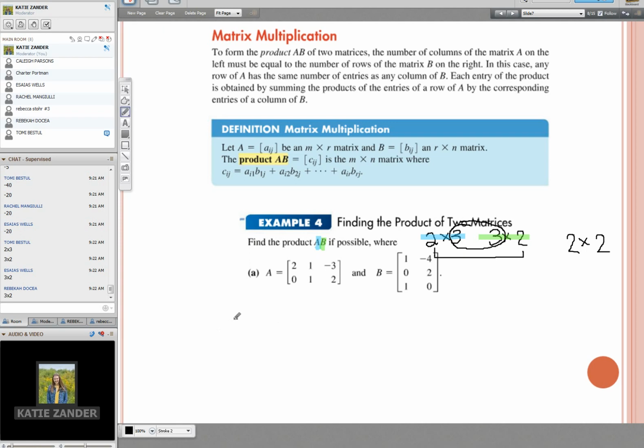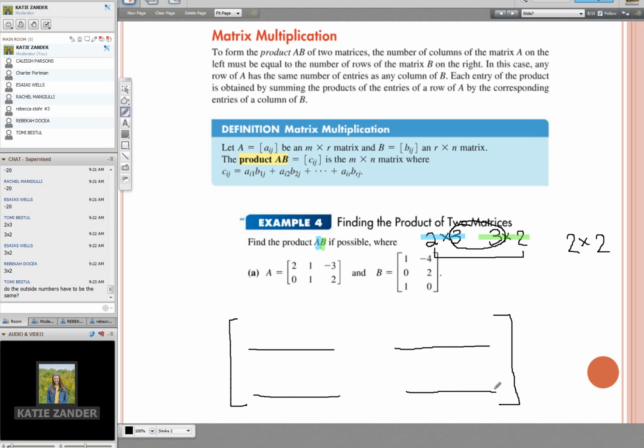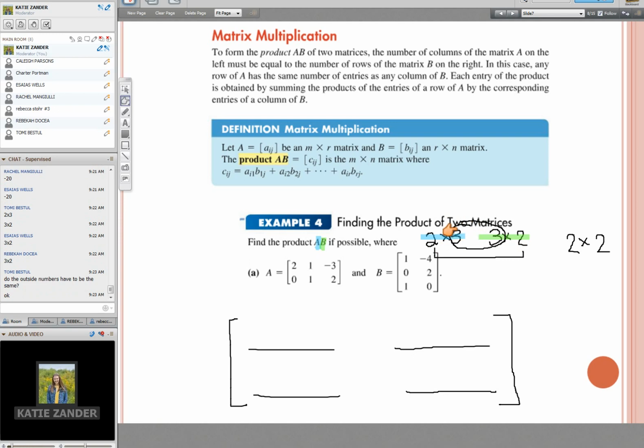All right, so knowing that it's a 2 by 2, I'm going to create a really large matrix here that just has 4 elements in it, right? It's a 2 by 2 matrix, 2 rows, 2 columns. The two outside numbers do not have to be the same. No, just the 2 inside numbers have to be the same.